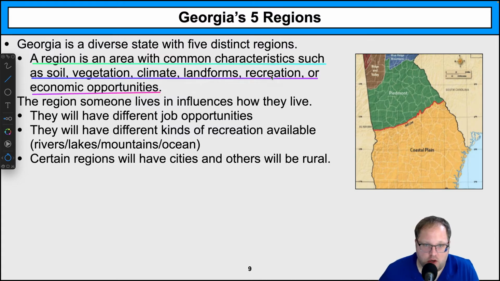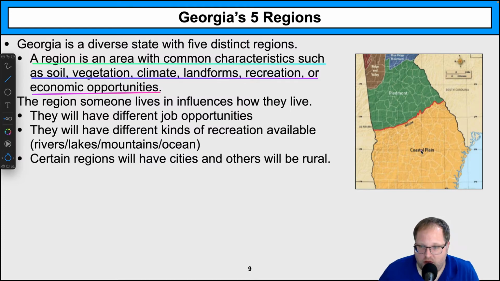Now remember that recreation means the different kinds of things you can do there for fun, and economic opportunities means the types of things you can do there to make money. And the region you live in can have a big impact on the types of opportunities you have. For instance, if your goal is to be a fisherman, you are not going to want to be in the Piedmont region or any of these three northern regions, because the only region where you are going to be near the coast to be a fisherman would be the coastal plains.